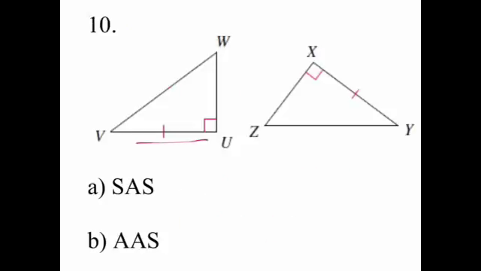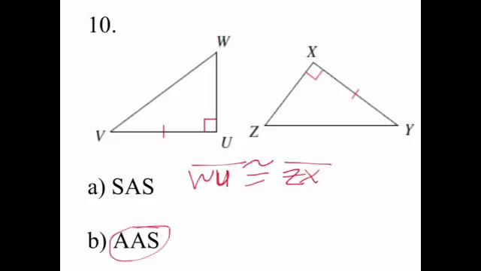On 10, we already have a side and an angle on both of our triangles. We need to get side angle side. So side angle side, we need the next side on both of our triangles. That's going to be WU congruent to ZX.